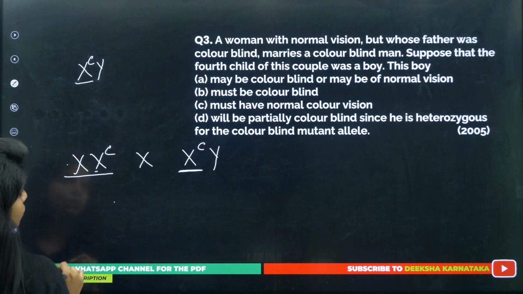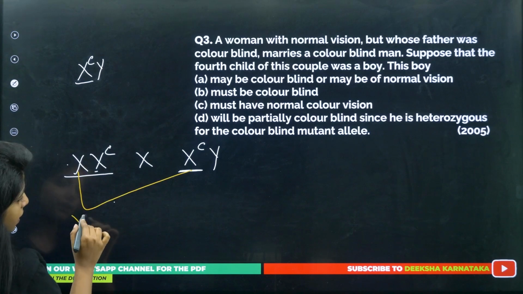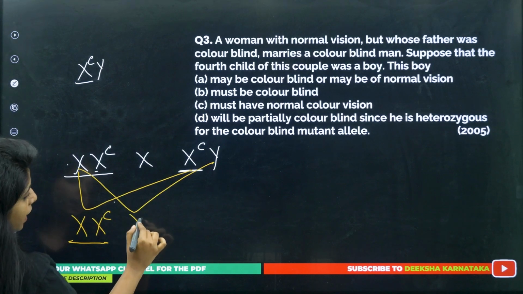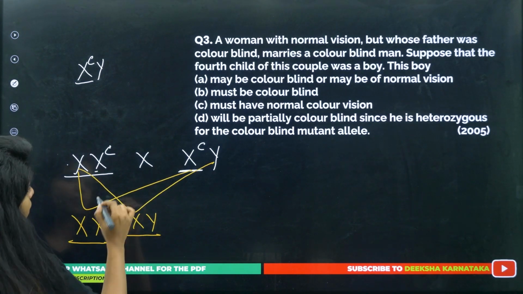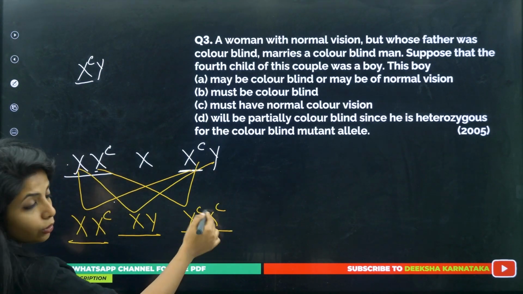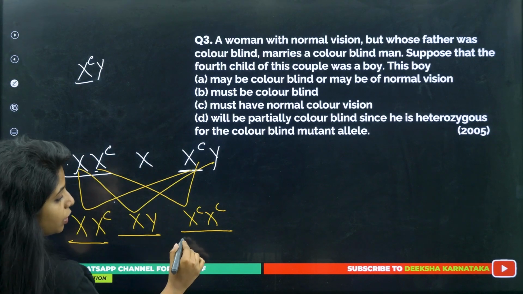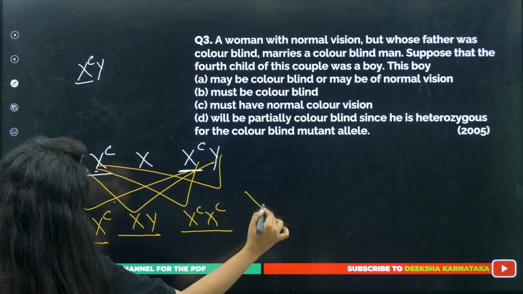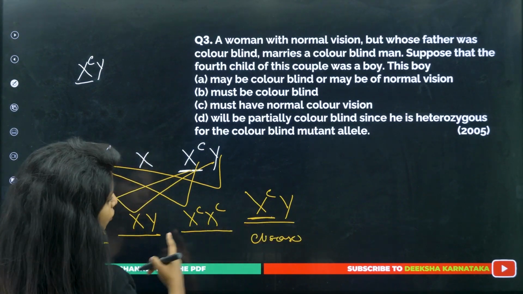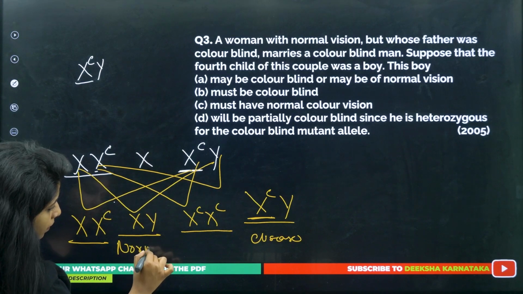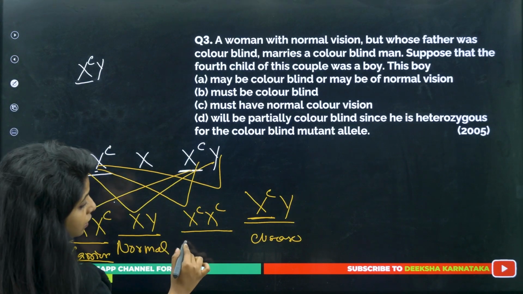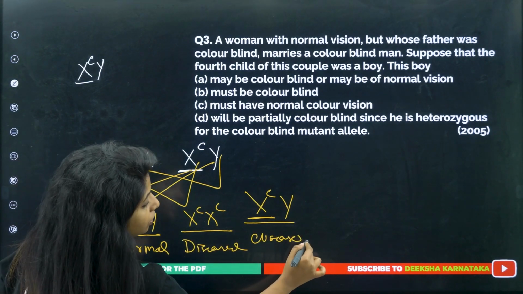Let's solve. This and this, I get XXC, carrier female. This and this, I get XY, normal male. This and this, I get XCXC, diseased female. Now, there is no one to dominate. This is a recessive condition. So anyway, this particular female will be diseased. This and this, XCY. Again, this particular male will be diseased because the X is not normal. So this was normal, this particular female was a carrier, this particular female is diseased, and this particular male is also diseased.